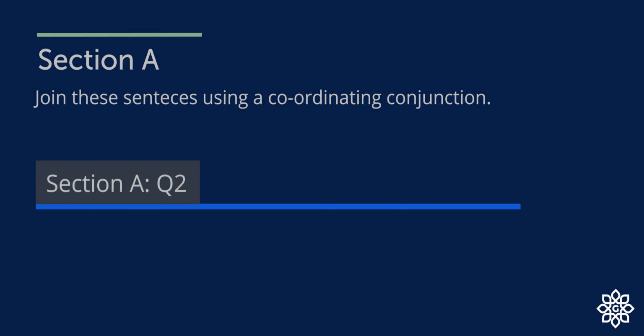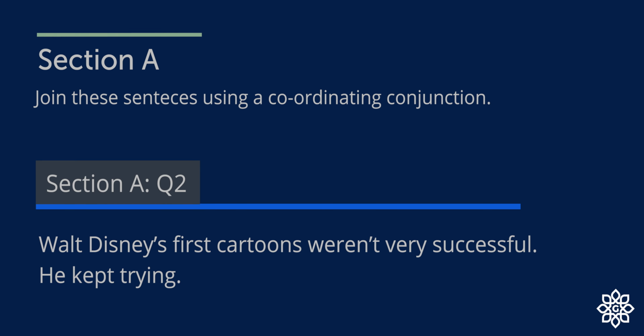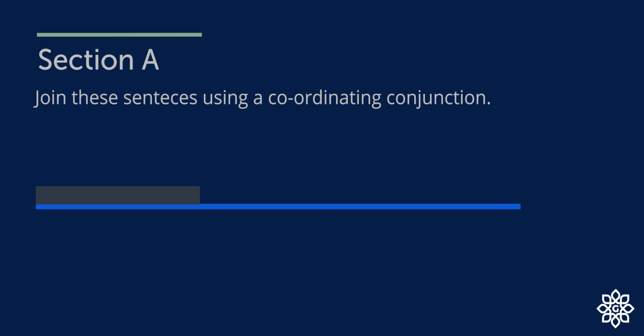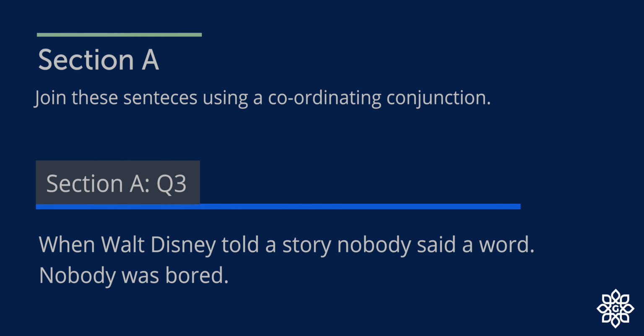Question number 2. Walt Disney's first cartoons weren't very successful. He kept trying. So this can be rewritten with the conjunction but. Walt Disney's first cartoons weren't very successful, but he kept trying. Question number 3. When Walt Disney told a story, nobody said a word. Nobody was bored. This can be rewritten with the conjunction for.